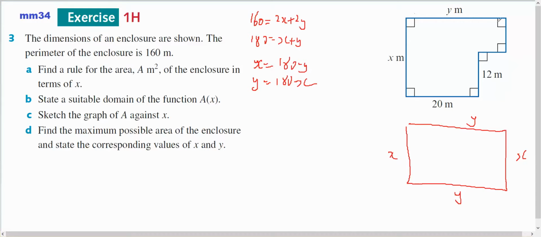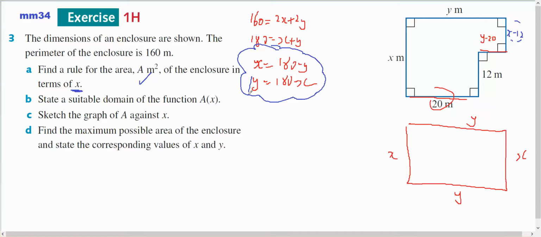How do I know that if that's y, then this bit here must be y minus 20, and 20 plus y minus 20 is y. And since this bit is 12 and this is x, this is x minus 12, and this plus this will also give me x. Okay, so there's an expression that I have in terms of x and in terms of y. What else do I know?